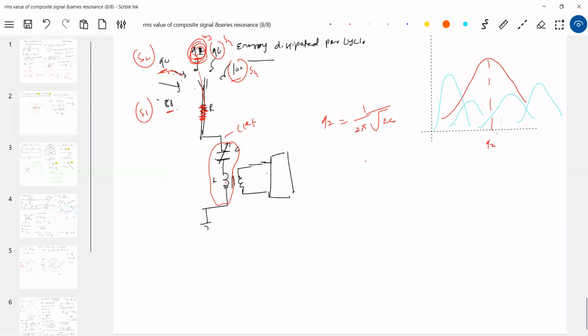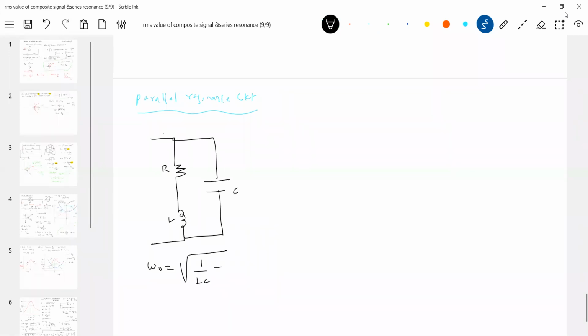Okay, let's go for one more. I'll write only formulas: parallel resonance circuit. This is not there in the syllabus, still some people are asking. The derivation is not in the syllabus, so still it is better you remember. Parallel resonance circuit. So what is the resonant frequency of this? Omega naught equals the square root of 1 by LC minus R by L whole square.